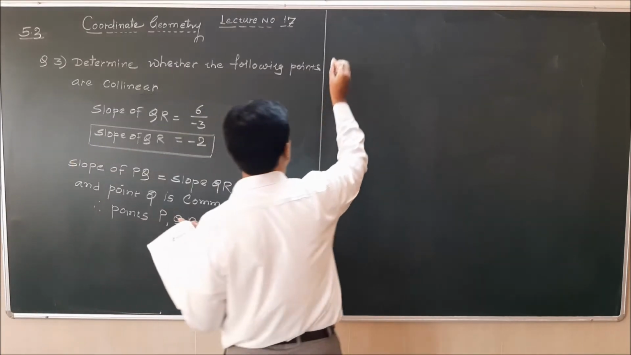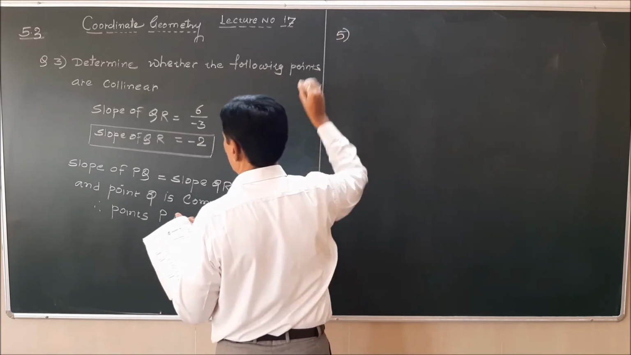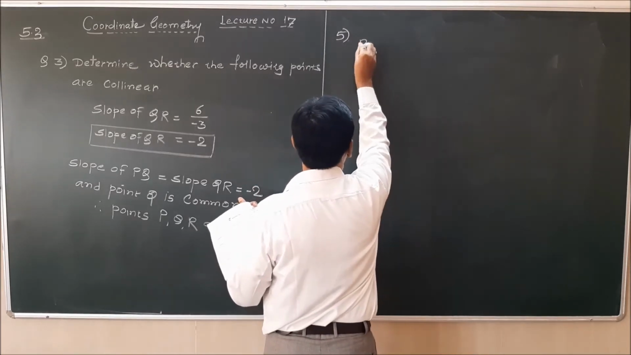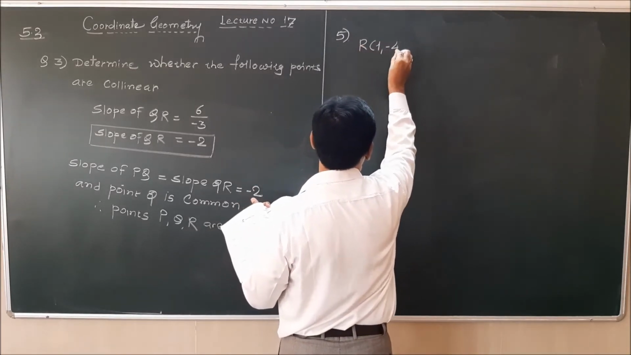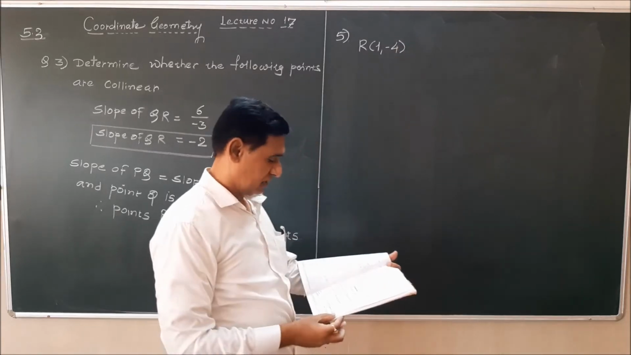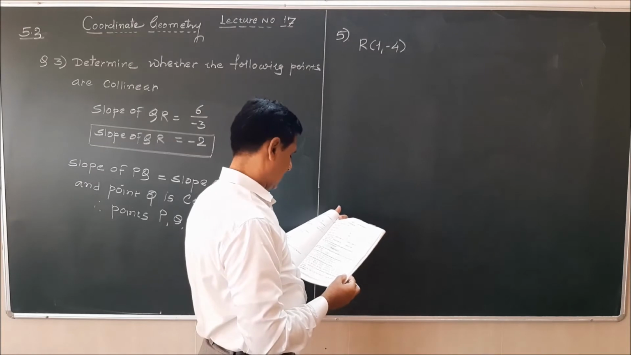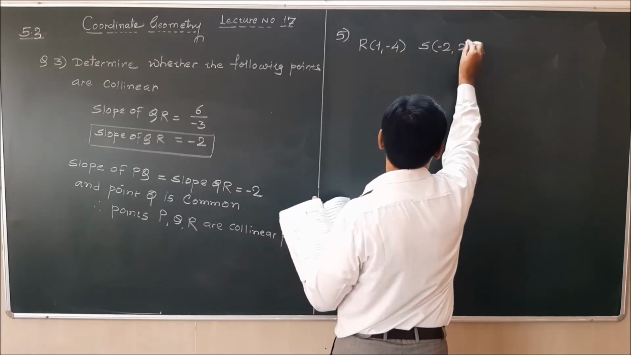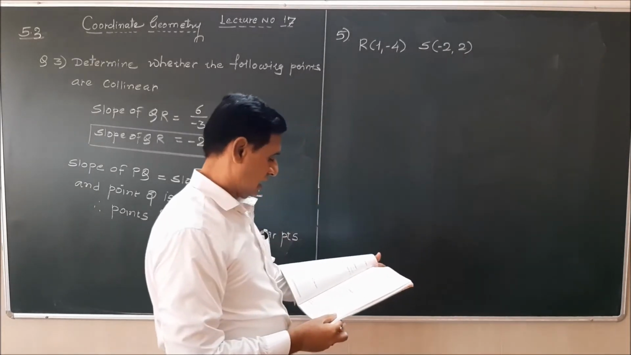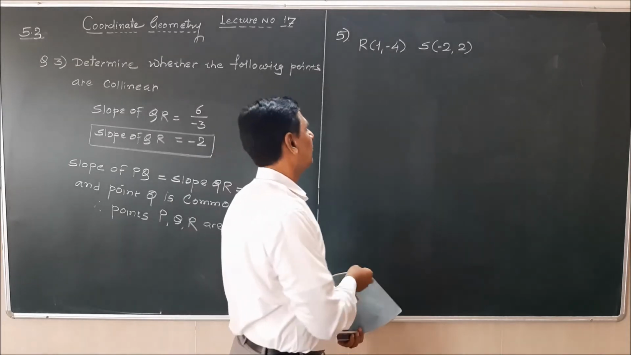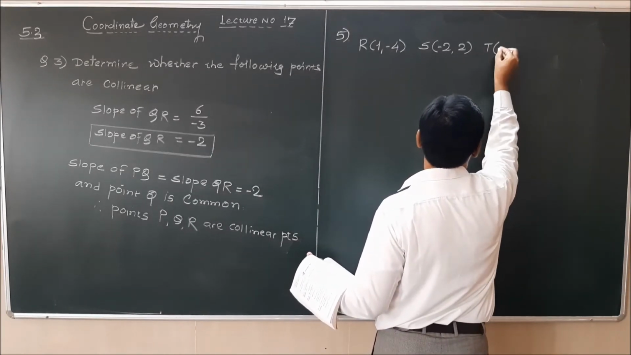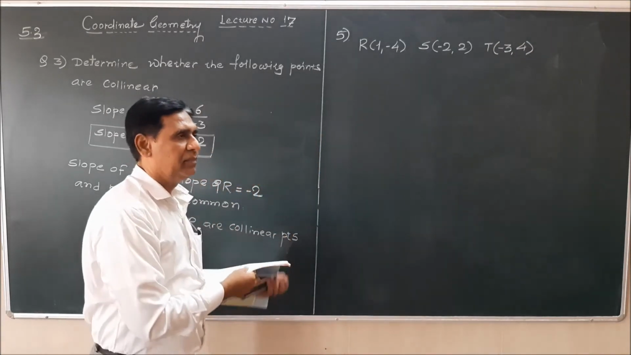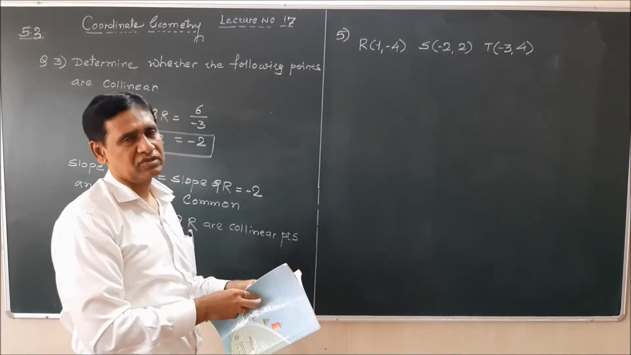Now the 5th of question number 3. R is 1 comma minus 4. Next point is S, that S is equal to minus 2 comma 2. T is minus 3 comma 4. Same way, I am repeating the same things again. These all are the same types of things.